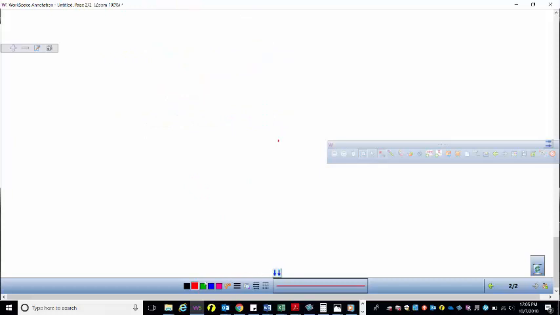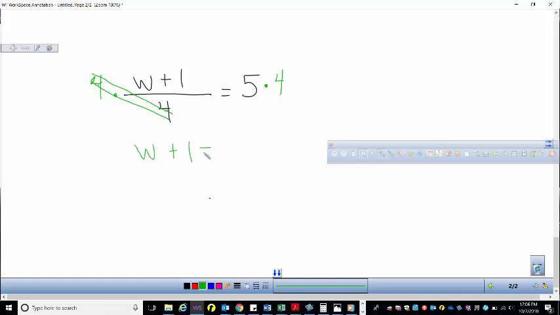Let me show you a special one. This one's a little bit different. If you have a big fraction and you have like w plus 1 over 4 equals 5. So because this one has a big fraction, the first thing you're going to do is work with this 4. So this means divided by 4. So the opposite of that would be multiplied by 4. And if you have 4 and 4, so 1 in the numerator, 1 in the denominator, they cancel. And you have w plus 1 equals 5 times 4 is 20.